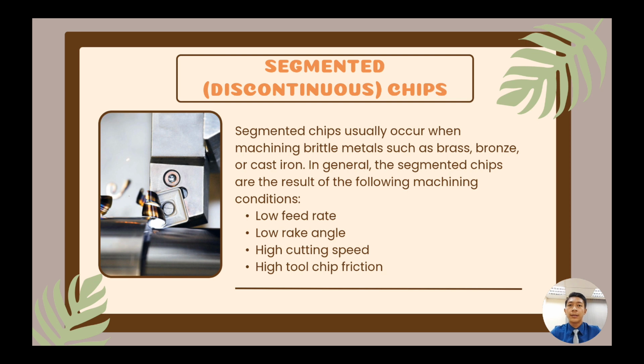This kind of chip is known as a discontinuous chip. As the diagram shows, this chip can be seen when the workpiece is made of brass, bronze, or cast iron during the machining process. Low feed rate, low rake angle, high cutting speed, and high tool-chip friction are the conditions that promote the formation of such chips.